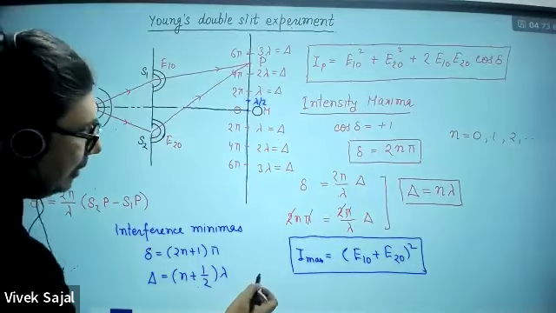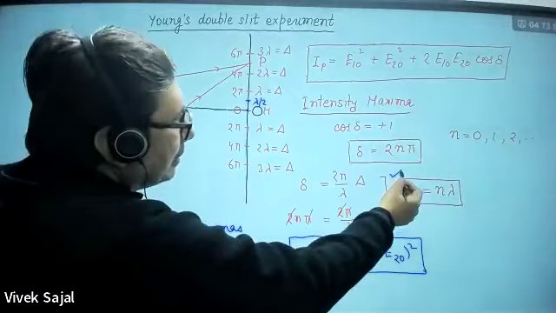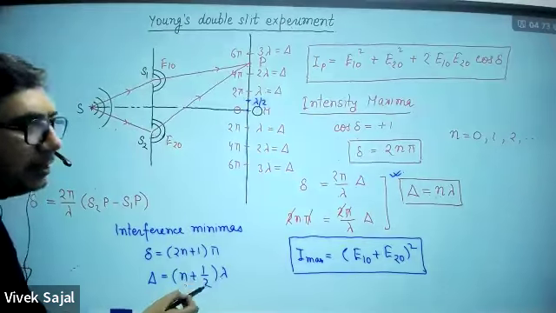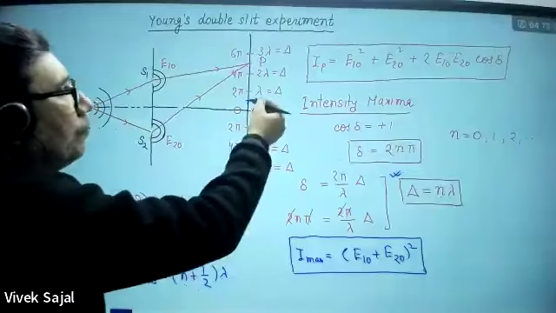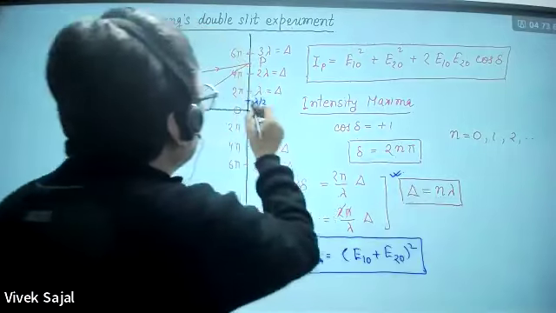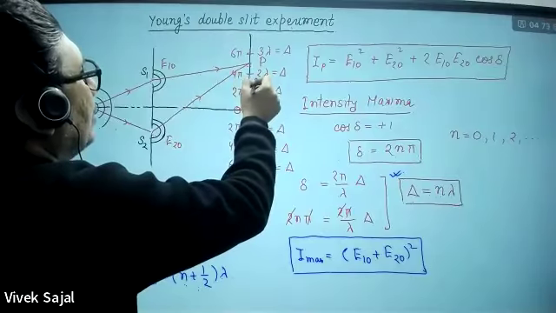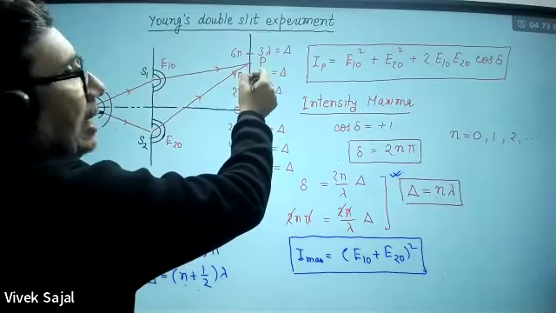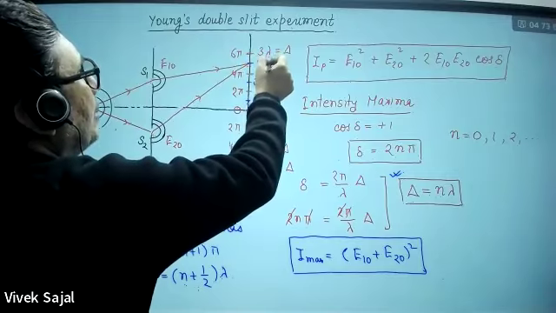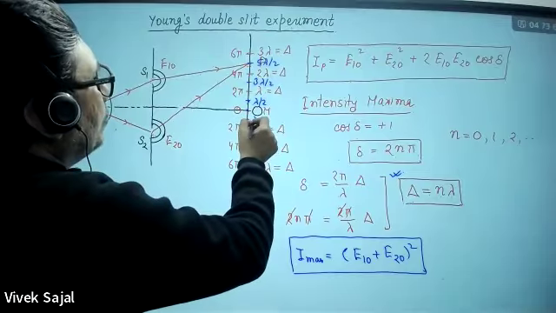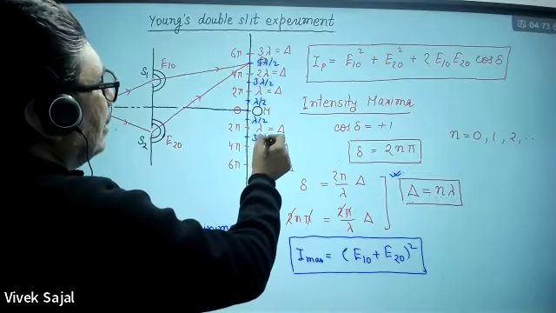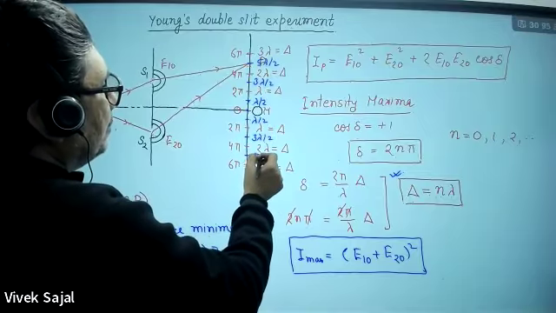So you are here. Initially, you are at maxima, when n is 0. After that, you are going to get lambda by 2, so you are at the minima. On further moving, you will get path difference lambda, so you are again at the maxima. Further upward, you will get 3 lambda by 2 here, then at 2 lambda you are getting maxima, and here you get minima at 5 lambda by 2. In this way, alternately on both sides, you are going to get maxima and minima. So these are the positions of maxima and minima.